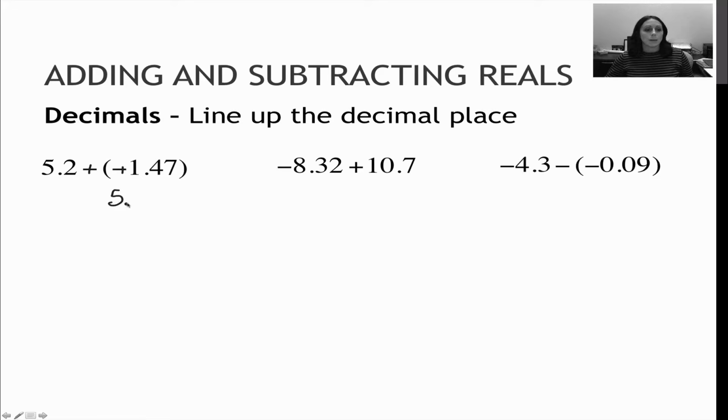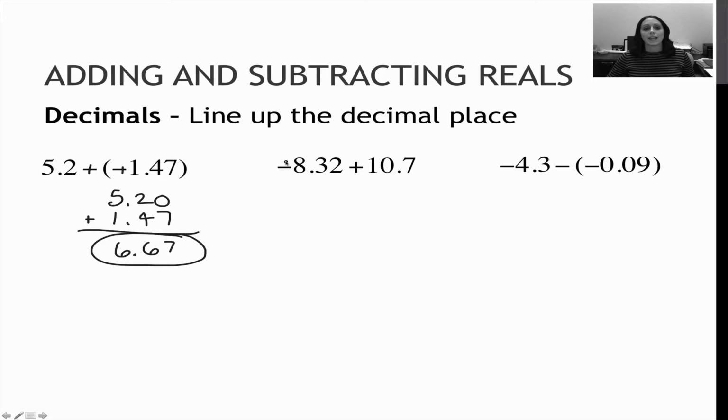So I'm going to line them up, 5.2 plus 1.47. And of course, yes, you can use your calculator to help you, but I want you to learn how to do it for real also. So 0 plus 7 is 7, and notice I added a 0 as a placeholder. 2 plus 4 is 6, and then 5 plus 1 is 6, so my answer is 6.67. Then I always check my sign, both positive, so my answer is positive.